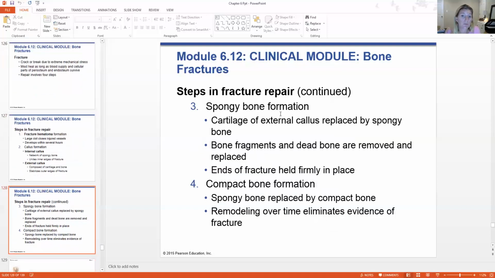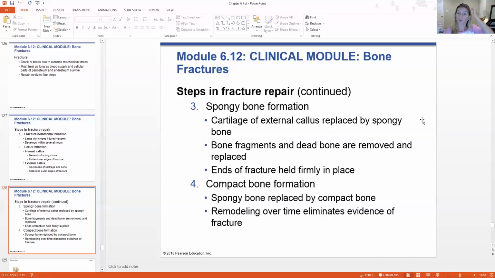So spongy bone formation is basically happening as the cartilage is replaced by bone cells. The callus is basically a temporary structure that's formed kind of like a little lid while everything else is happening underneath. The bone fragments and the dead bone are removed, and the ends of the fracture can be held in place. So everything can be stabilized.